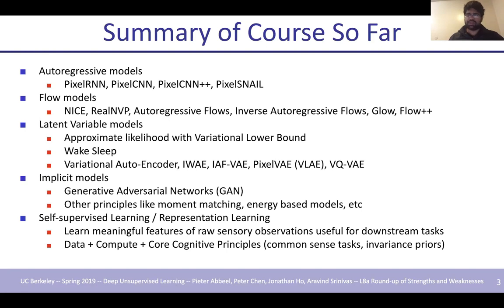And we also then jumped into a different class of generative models that don't work with the likelihood principle: the implicit density models, the GANs, energy-based models, and the moment matching principle. And finally, we questioned whether we even need to learn generative models if all we care about is extracting useful features from unlabeled data, and that got us into this topic called unsupervised representation learning. And we saw that with the right kind of simple cognitive principles and a lot of data and compute, we can learn really useful representations of unlabeled images that are competitive with supervised representations.